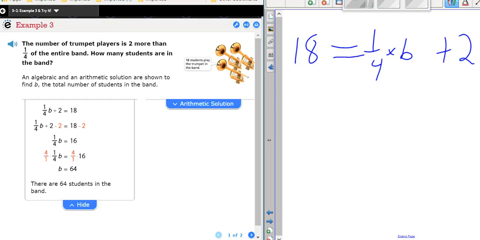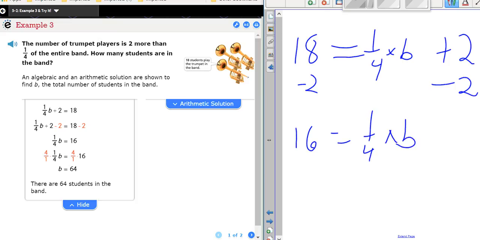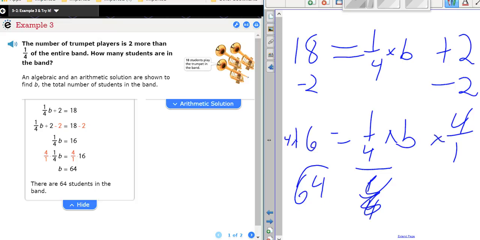1/4 B plus 2 equals 18. So they have the equals on the other side. But then, of course, we could solve that by combining like terms. They're showing how they're subtracting 2 here, which means subtract 2 here, which gives you 16 equals 1/4 times B. And then you're going to divide by 1/4, but to divide by a fraction, you actually multiply by its reciprocal. So in the end, you're going to take basically 4 times 16. You see the answer down there, 64.